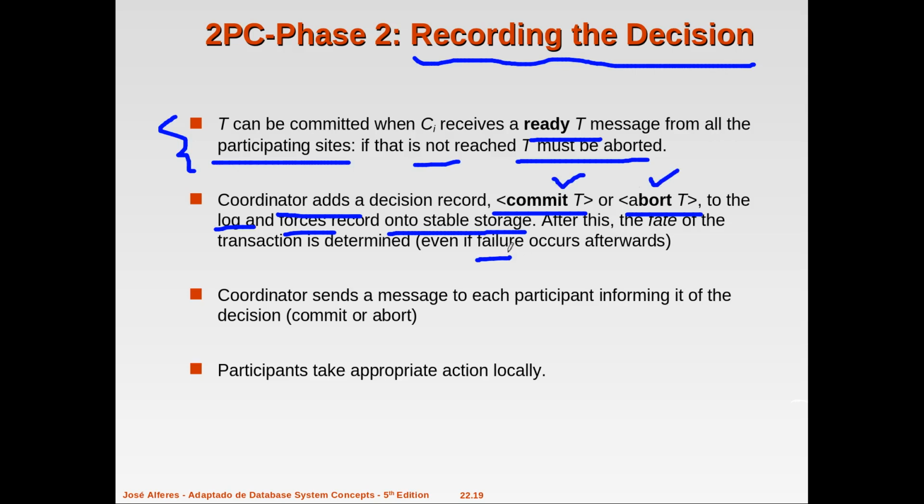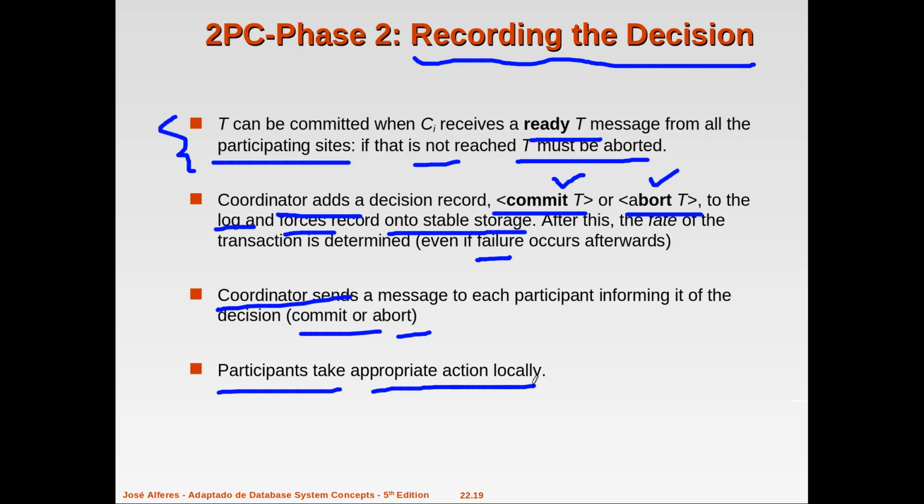Then in the next stage, the coordinator sends a message to each participant informing it of the decision, whether it is commit or abort. Then only the participants can take appropriate action locally, meaning they can do the final commit or abort locally on each site.